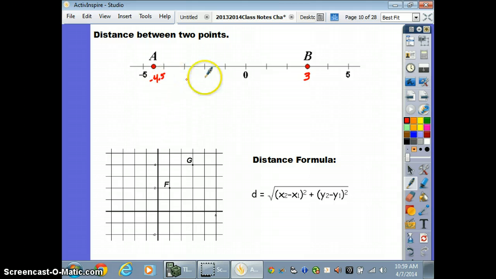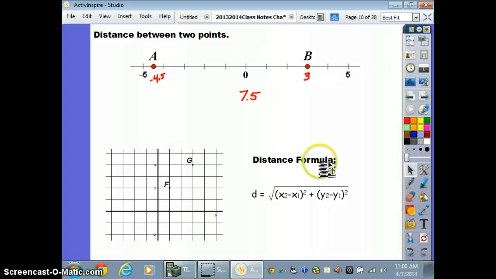To find the distance here from 0, wouldn't I add 3 and -4.5, the distance? Now, when I do that, I don't want to say 3 plus -4.5. I kind of got that wrong. I want to say this distance is 4.5 and this distance is 3. So the whole length of this is 7.5, the 3 here and then the 4.5. Okay. Well, we're going to the distance formula here.